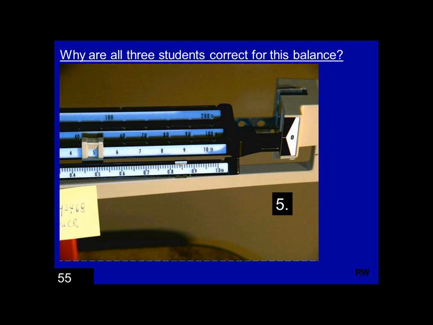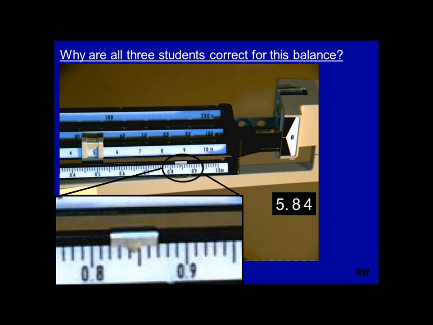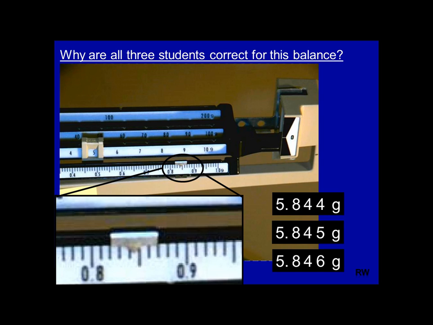So, if 3 students were doing this measurement, you could expect 3 values that were slightly different by the last digit, by the thousandth place. That's how we measure things in chemistry. This illustrates the precision of the instrument as well as how we do measurements in chemistry lab.